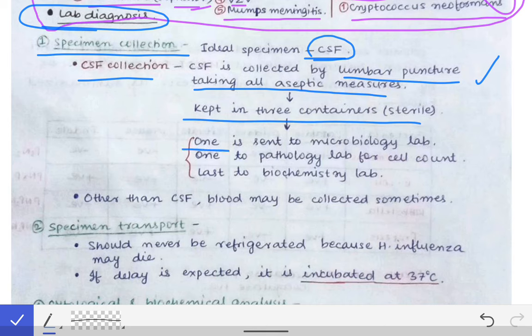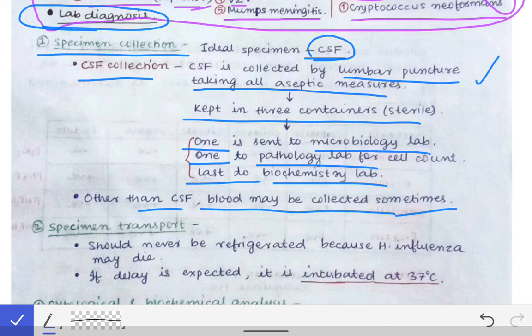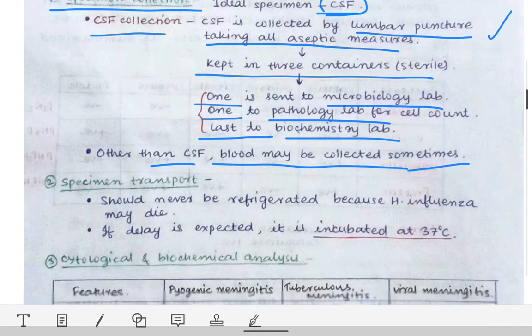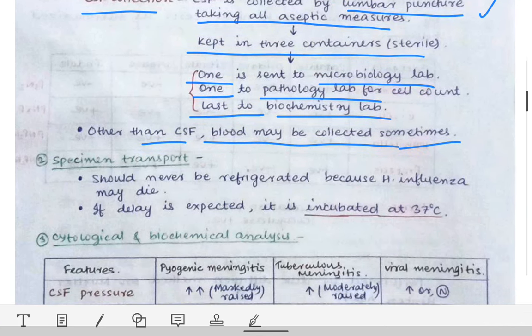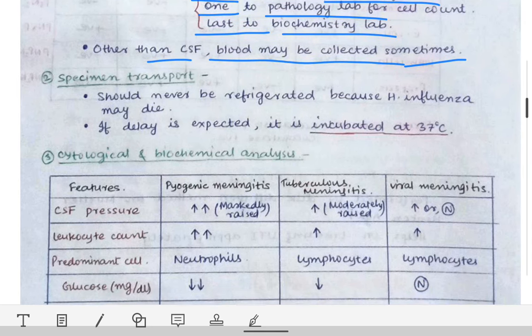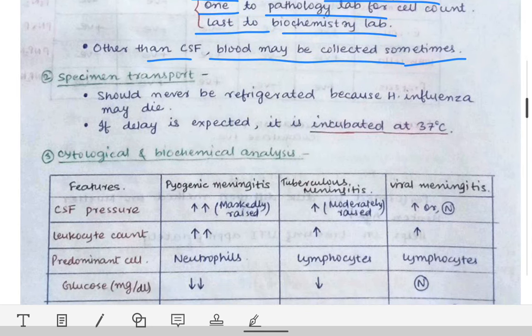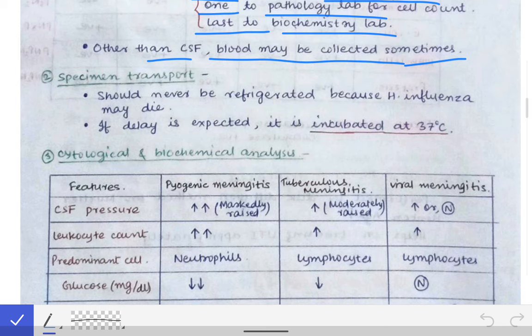Because one container will be sent to the microbiology lab, one will be sent to the pathology lab, and the third one will be sent to the biochemistry lab. So that's why we collect in three different containers. Now other than CSF, blood may also be collected. Sometimes blood is helpful, not in confirmation, but in supporting the present evidence. So blood sometimes helps, so that's why blood is also sometimes taken as the specimen.